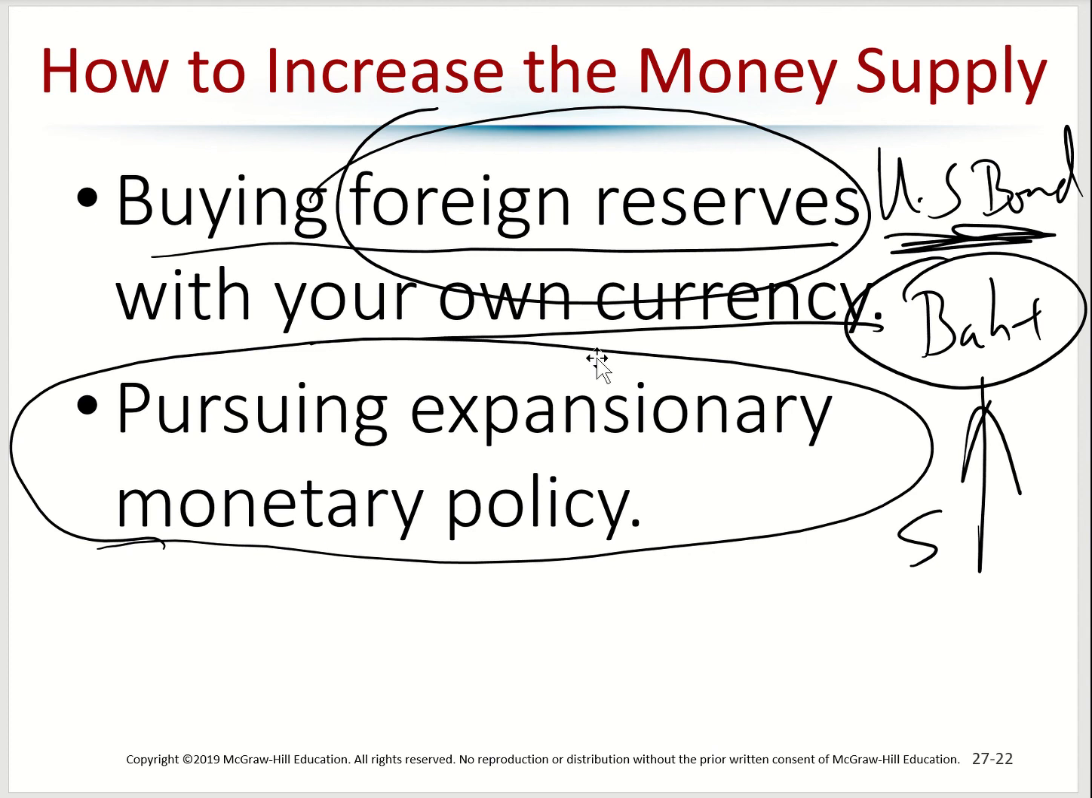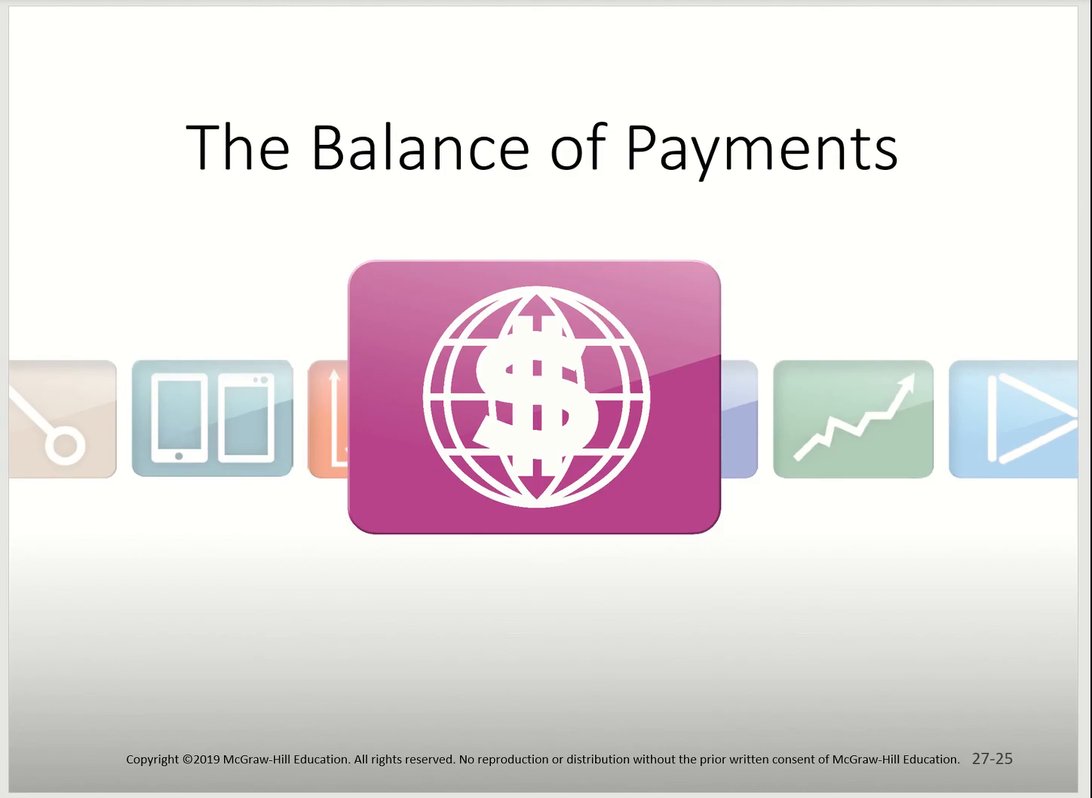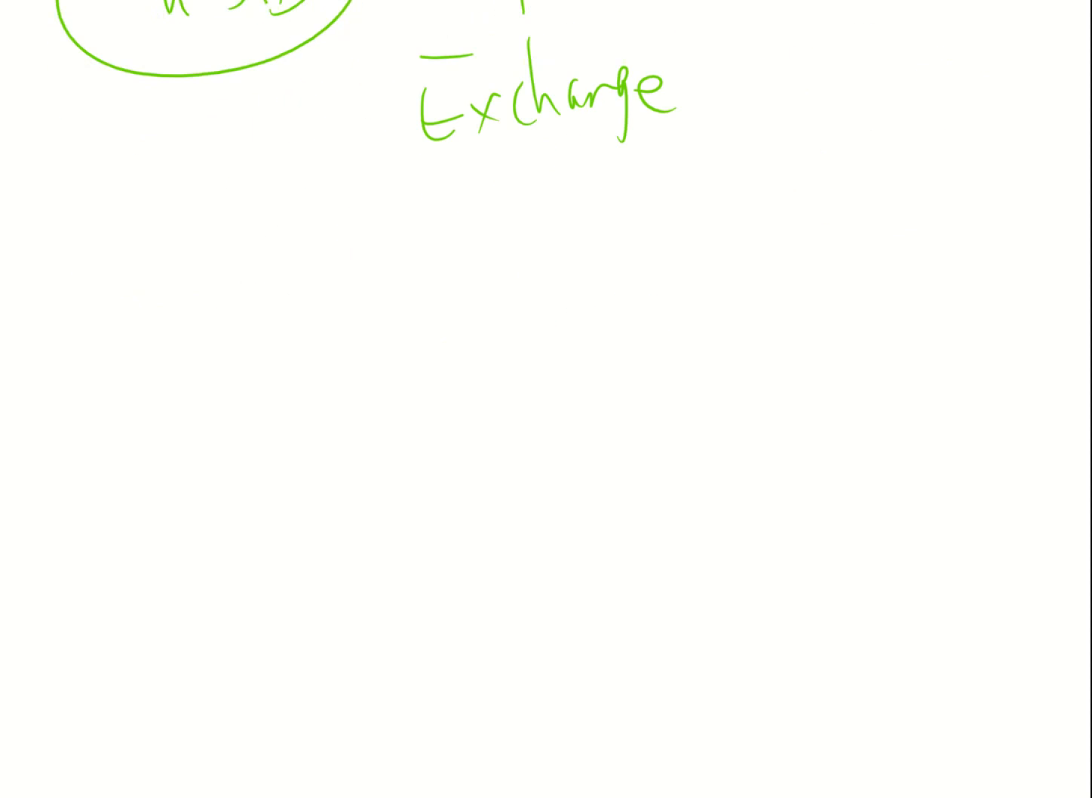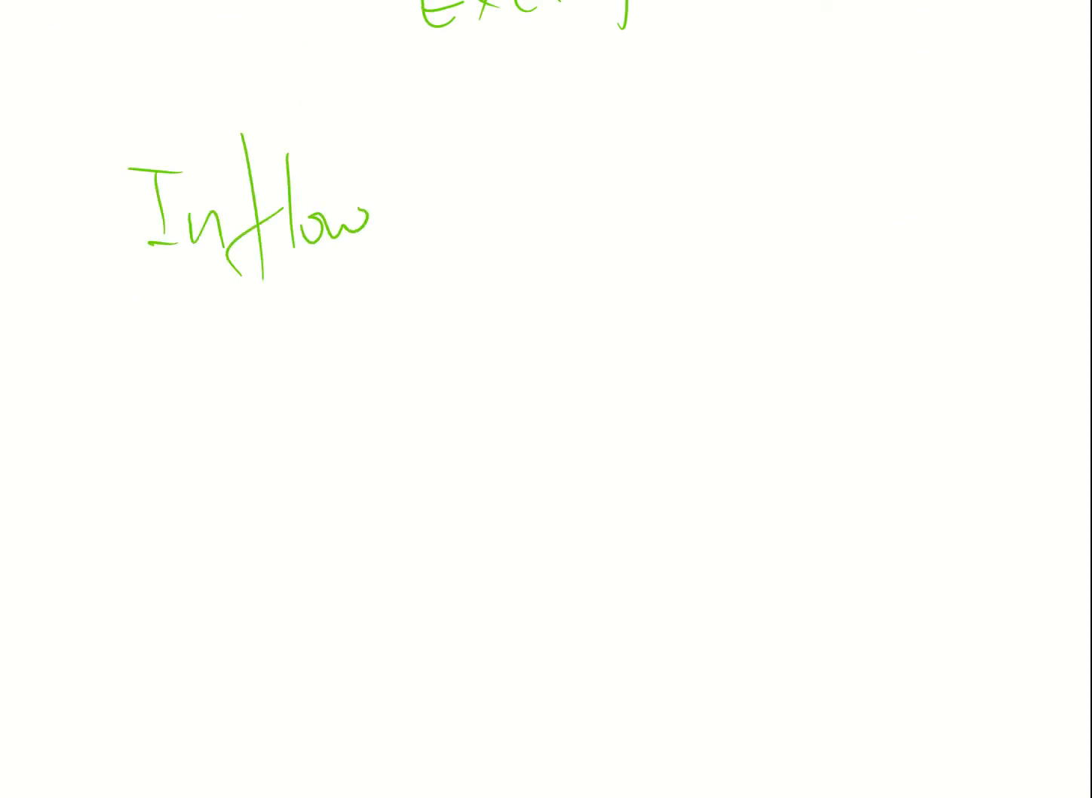So you do contractionary monetary policy, or you sell foreign reserves to get back your own currency. Okay. All right, so the next concept is called the balance of payment. For balance of payment, think about the inflow and outflow of your currency. It means that your inflow of your own currency is equal to your outflow of your own currency.